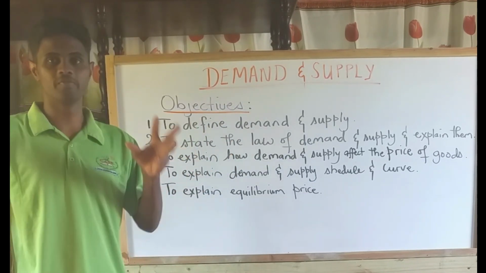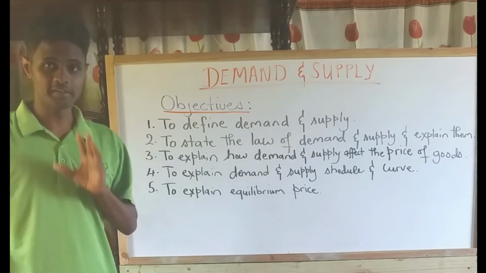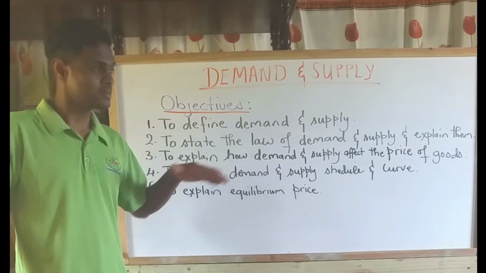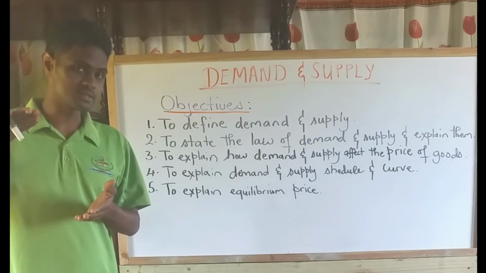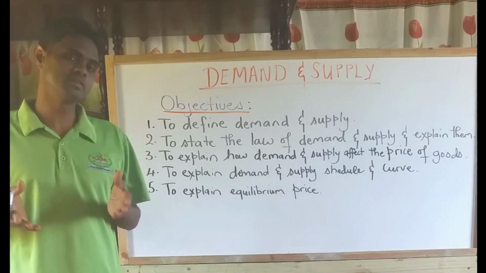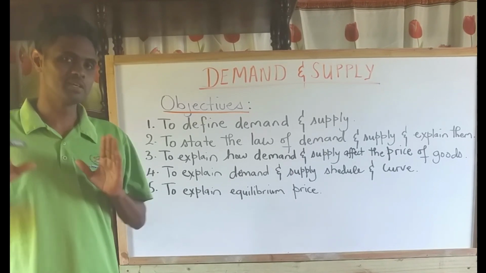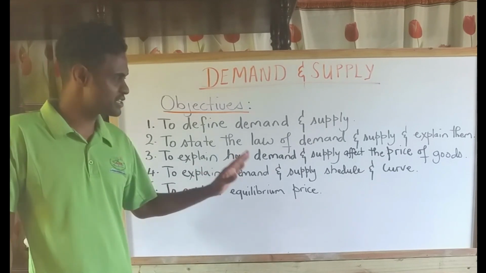Of course, when you have persons wanting to buy a good, the seller can change the price. So if buyers want a good a lot, the supplier can raise the price. But if consumers don't want a particular good, then the suppliers have to lower the price. I'll explain more in the lesson. Alright, number four, to explain demand and supply schedule and curve.